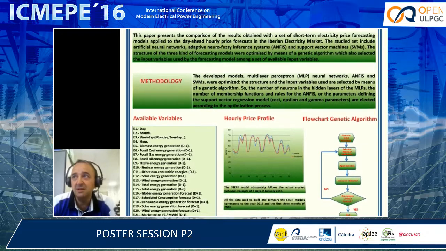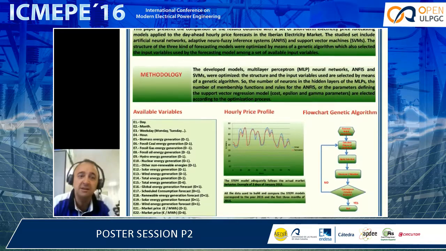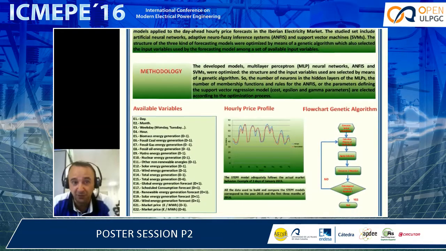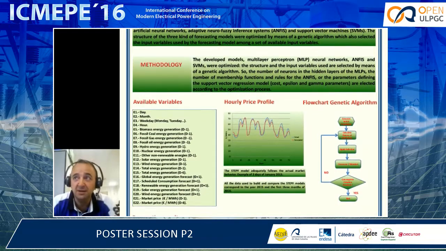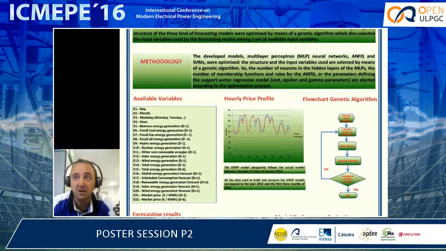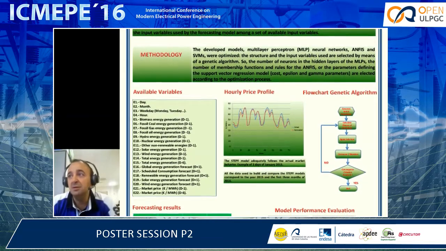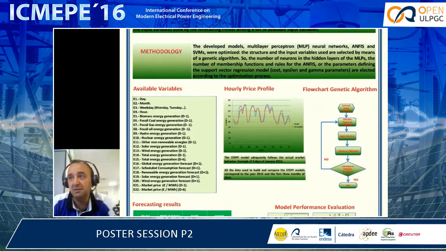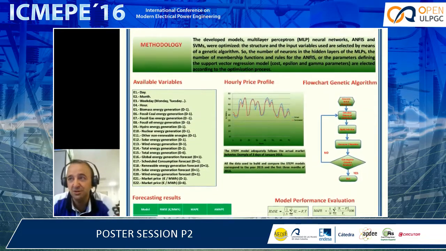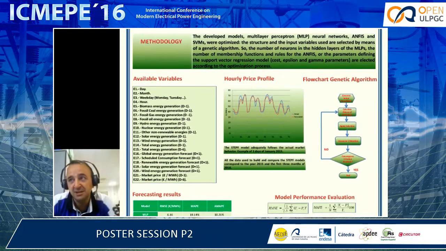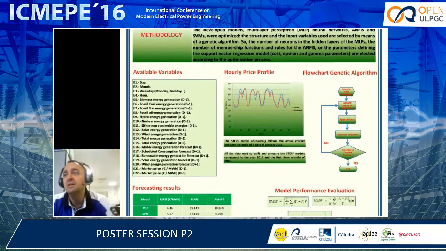Our methodology is to develop a model that can forecast the price of the next 24 hours of the next day in the Iberian market. We have 22 available variables, and we have different forecasting results depending on the model we use. The best model for us is the ANFIS model.